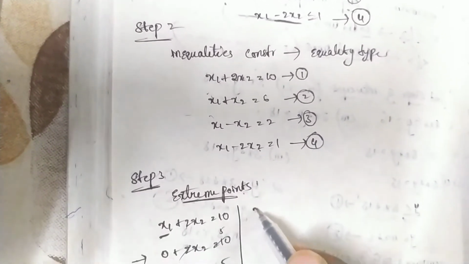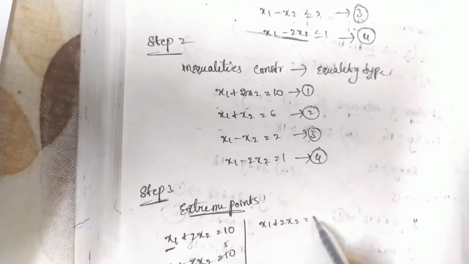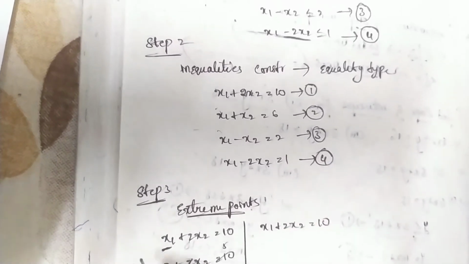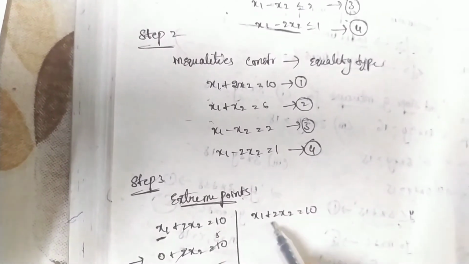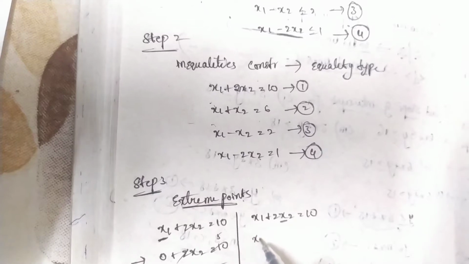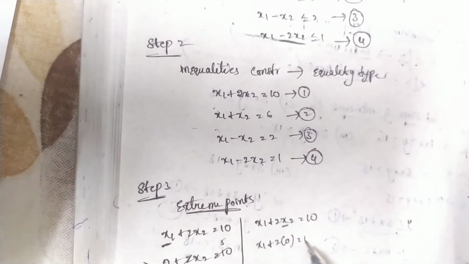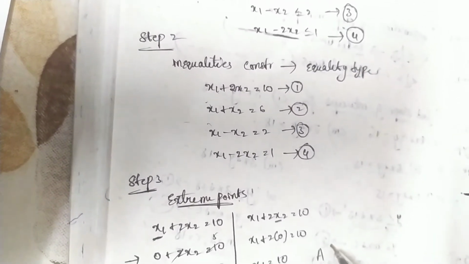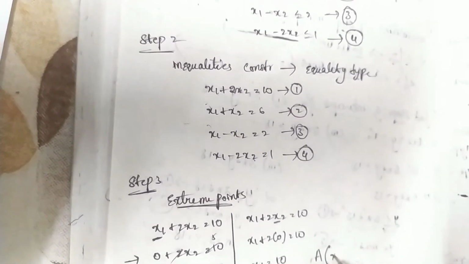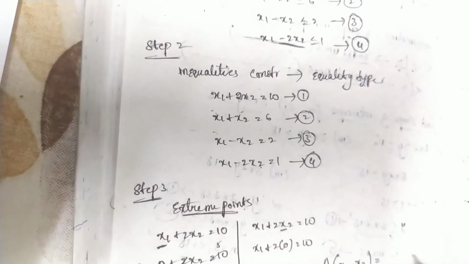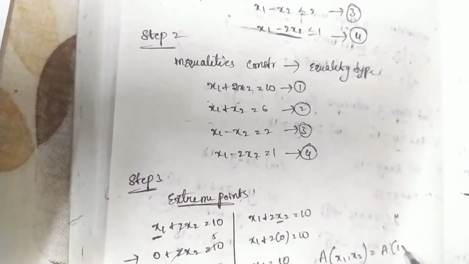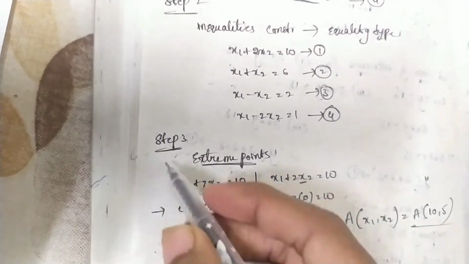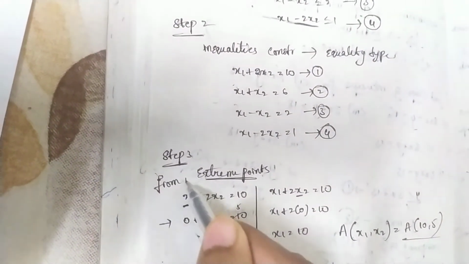And here, x1 plus 2x2 equals 10. In the first one we substituted 0 in the x1 place. Now we have to substitute 0 at the x2 place. That is x1 plus 2 of 0 equals 10, so x1 equals 10. So it is a point A of x1 comma x2 equals what value? A of 10 comma 5. This is the first extreme point, from equation 1.